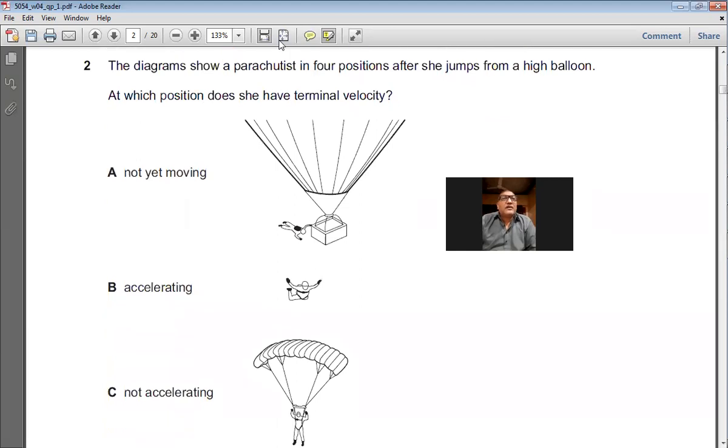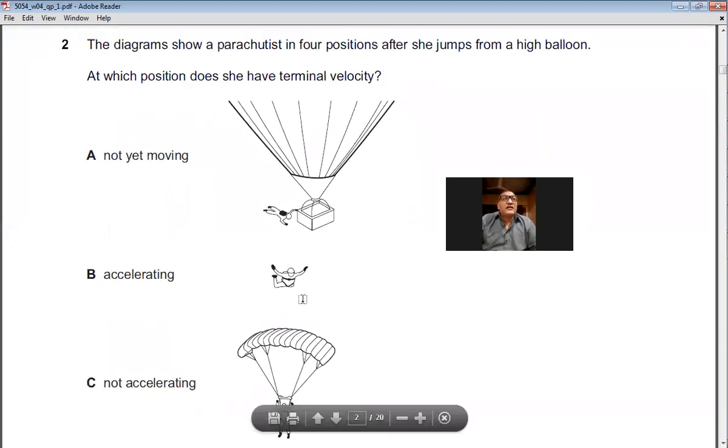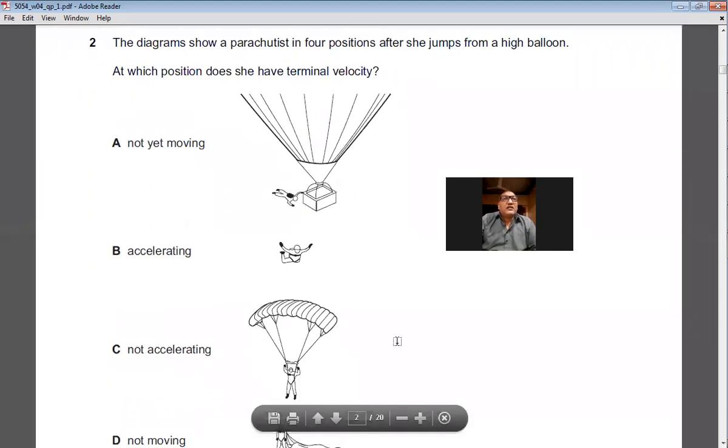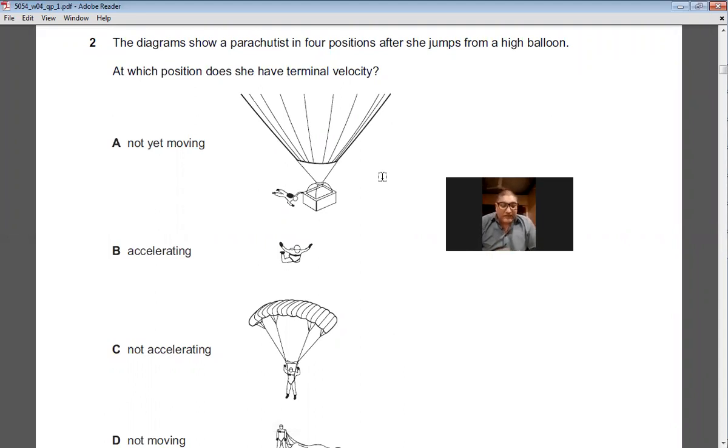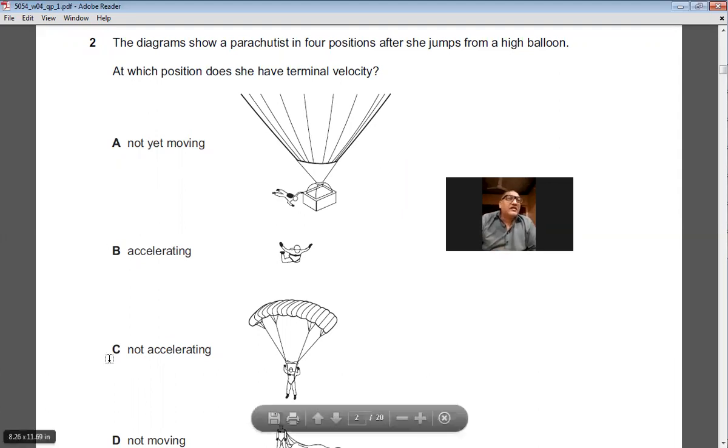So the next question coming up on your screen. The diagram shows a parachutist in 4 positions after she jumps from a high balloon. At which position does she have terminal velocity? Whenever you have the terminal velocity, your acceleration will be 0. The resultant force acting on you should be 0. So if you look at the diagrams carefully, where the acceleration is 0, C part.